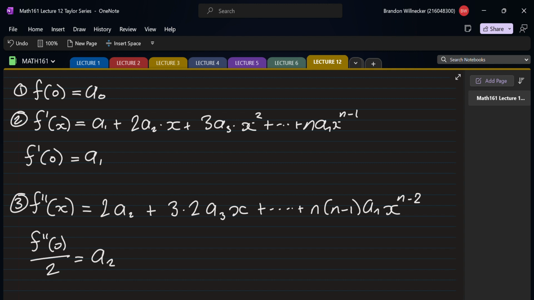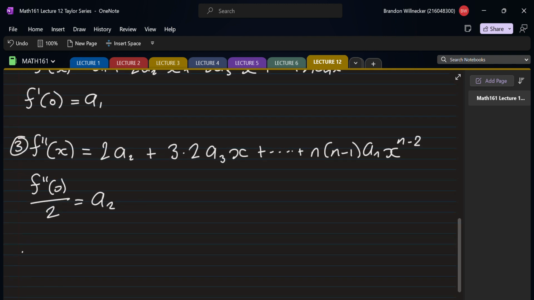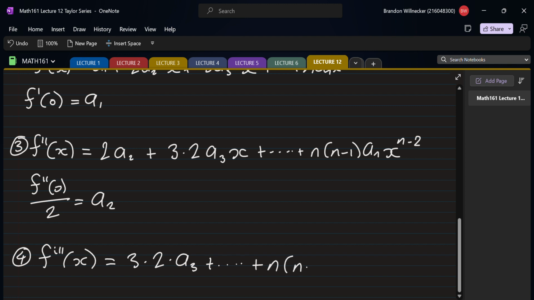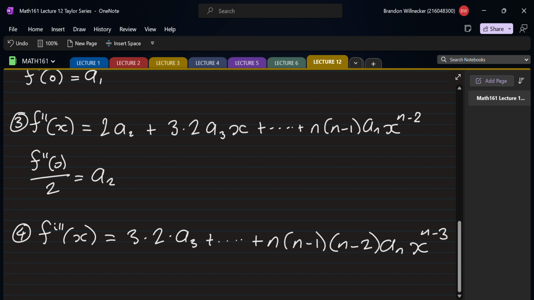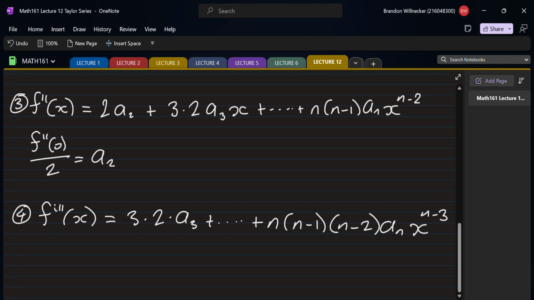Okay, what about a3? We can take the derivative once more, and we can have f triple prime of x. So the 2a2 now goes away, and we're left with 3 times 2 times a3 plus dot dot dot plus n times n minus 1 times n minus 2 an x to the n minus 3. And I hope you see the pattern here. If we substitute x is equal to 0, everything from a4 onwards will be 0, and we're just left with 3 times 2 times a3.